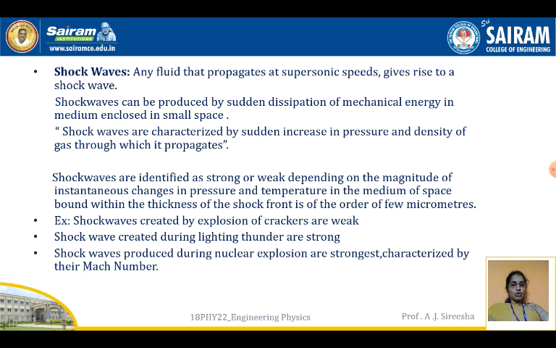Now shock waves produced during a nuclear explosion are the strongest. You can see the difference here: what is weak, what is strong, and what is the strongest. Whatever waves are produced during a nuclear explosion are the strongest. These weak, strong and strongest types are characterized by their Mach number. So it is the Mach number that determines the types of waves and which category the wave falls under.